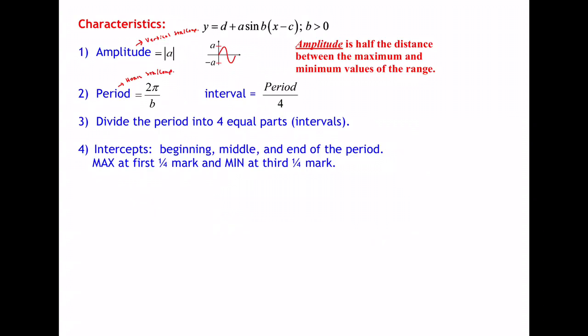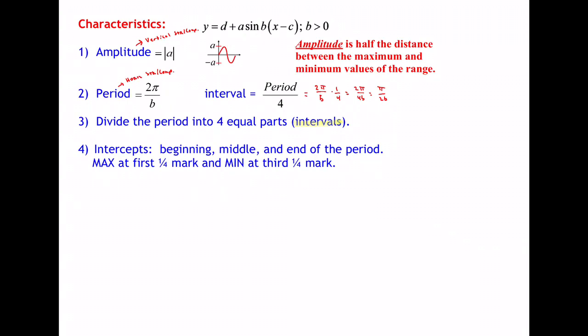Intervals happen in fourths, so once you figure out what the period is, you'll take the period and divide that by 4. If you do the math here, you'd be taking 2 pi divided by b and dividing that by 4, which is the same thing as multiplying by 1/4. So this would be 2 pi over 4b, which would simplify to pi over 2b. Now I wouldn't memorize that. I would just think of it as the interval is the period divided by 4. But in terms of what it represents, it will be pi divided by 2b.